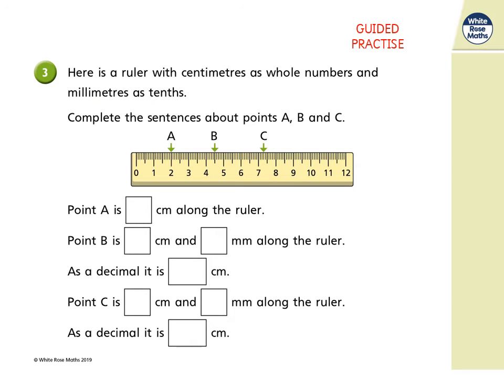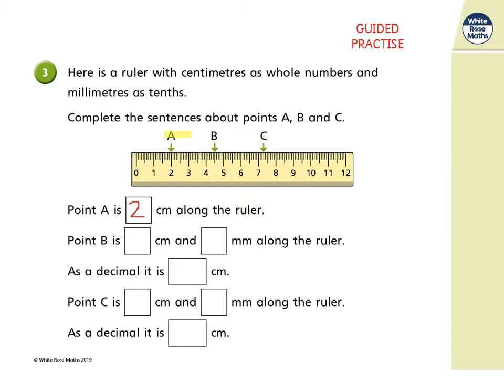With this question, Lucy, I will speak through it together, so it'll be guided practice. We've got a different representation of a number line. We are using a ruler, and we are asked to complete the sentences about points A, B and C. You can see that point A, which is here, is pointing to number 2. So 2 centimetres on the ruler.